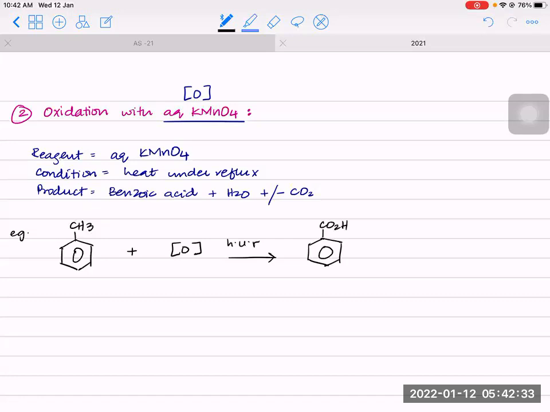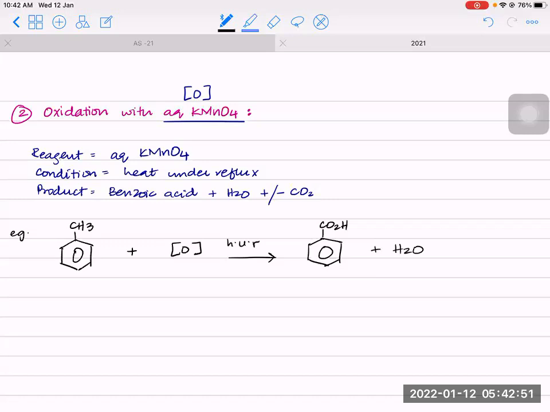CO2H. Do you see this has become benzoic acid? From methyl benzene, we've made benzoic acid. All you got to do is make the CH3 into CO2H. That's it. Now, you will also get water.